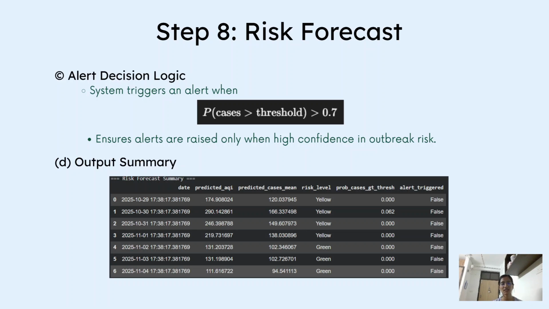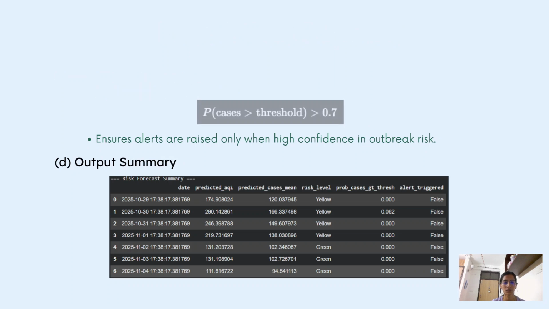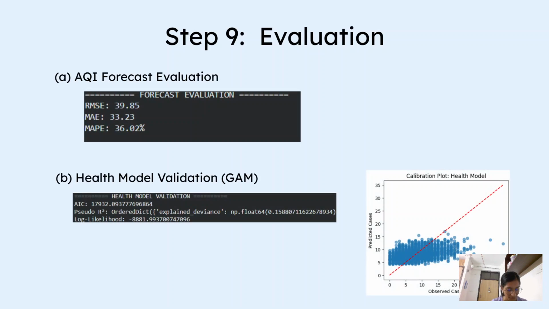Our risk forecast summary is generated for today's date, 30 November. The predicted AQI is 290. Predicted case mean is 166. Risk level yellow. Probability of cases 0.062 and alert trigger false. This is the result our model generates. In this way, we can use the API also to generate a live real-world application.